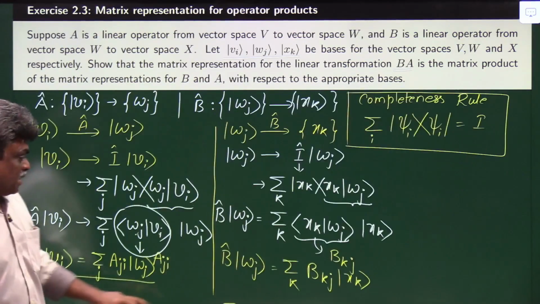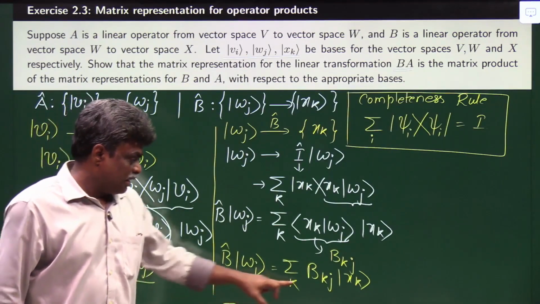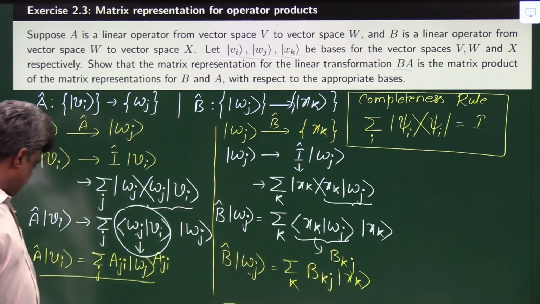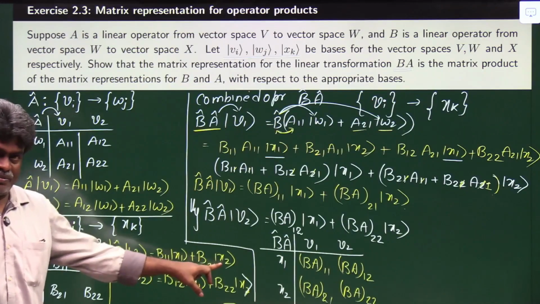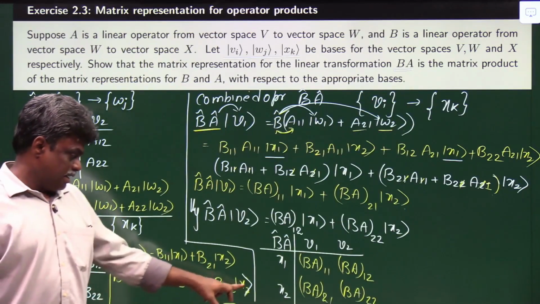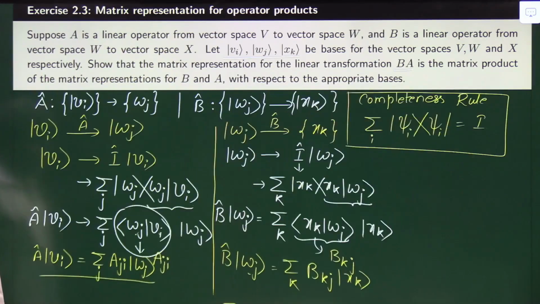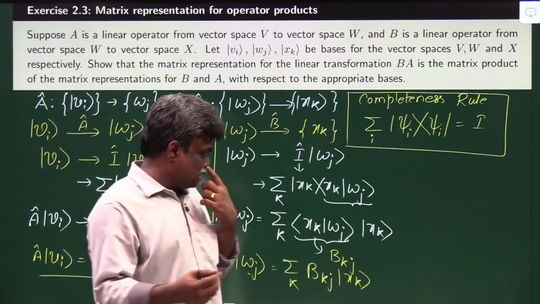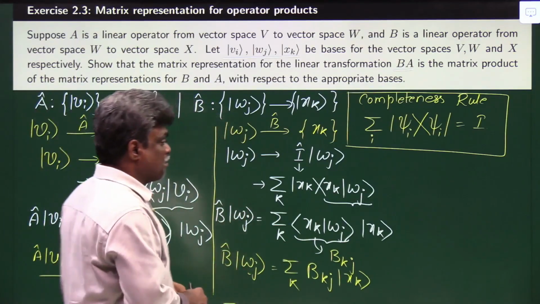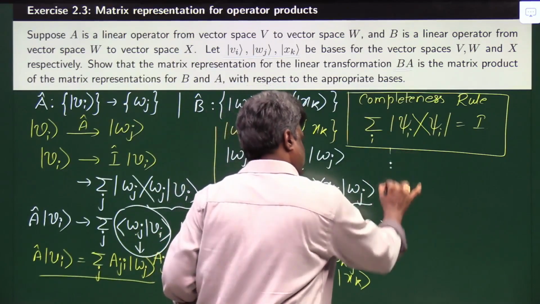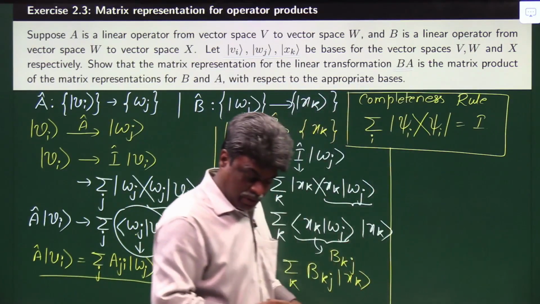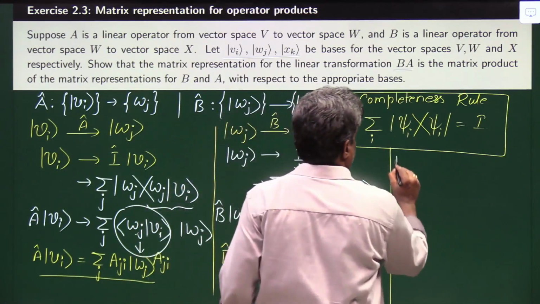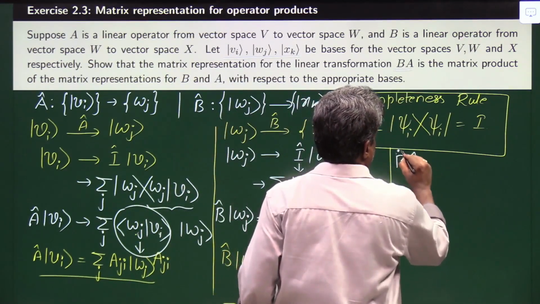So here what we get, B operates on Wj, we get a linear combination of xk, the same. W1 is a linear combination of x1 x2, W2 is a linear combination of x1 x2. Fine. So now let us take the combined operation of BA.